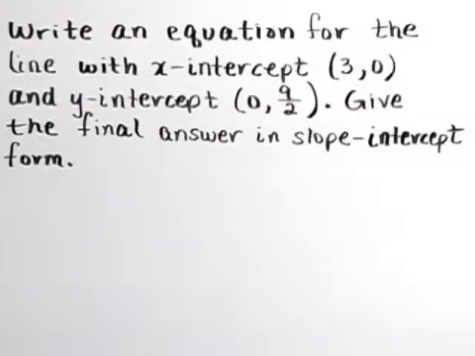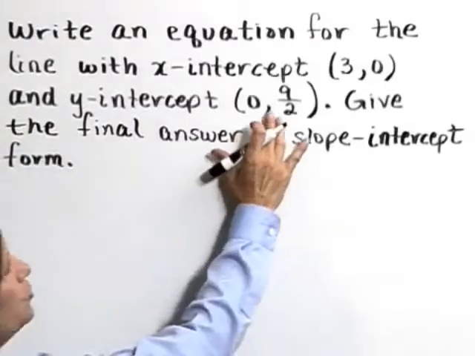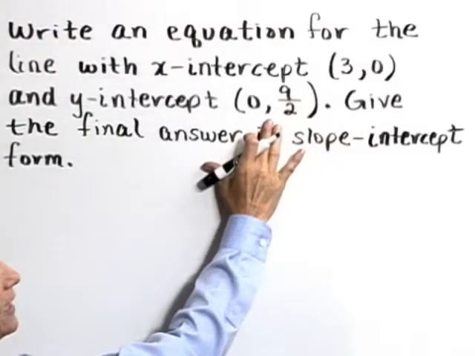Write an equation for the line with x-intercept (3, 0) and y-intercept (0, 9/2). Give the final answer in slope-intercept form. To write the equation of a line, we need two pieces of information. We need to know a point and the slope. We're given 2 points, so that part isn't an issue, but let's determine the slope using these points.